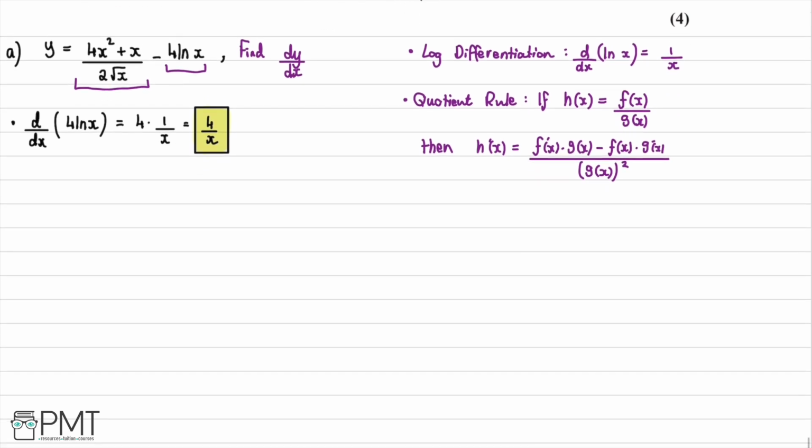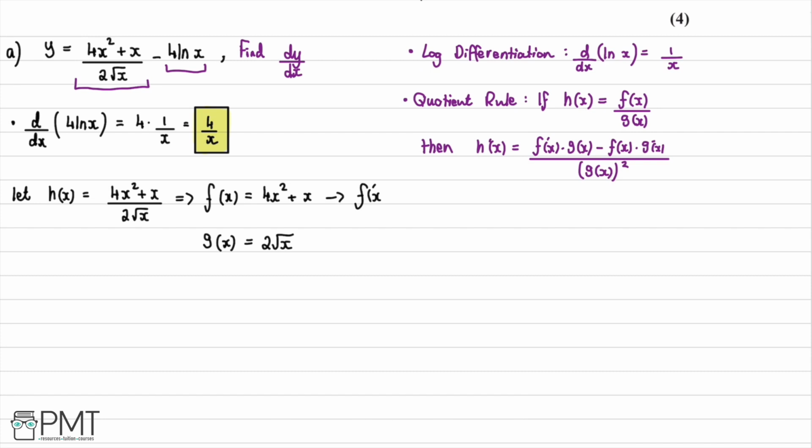So how are we going to do this? We've got our function here, so we're going to say let h of x be equal to 4x squared plus x, and then we divide that by 2 multiplied by the square root of x. So therefore, we can now select functions f of x and g of x. We'll have that f of x is going to be equal to our numerator, which is 4x squared plus x, and then we have that g of x is going to be our denominator, which is 2 lots of root x.